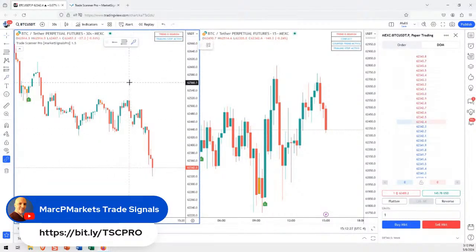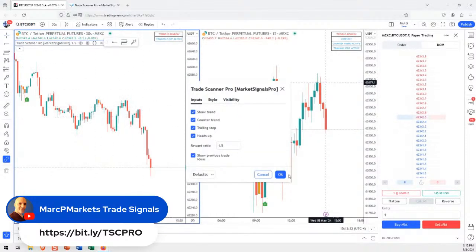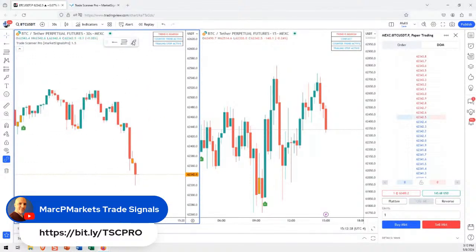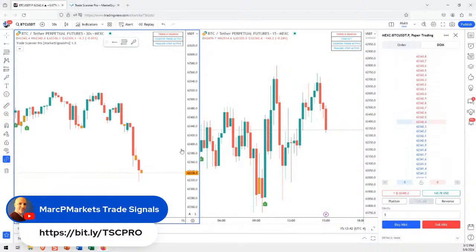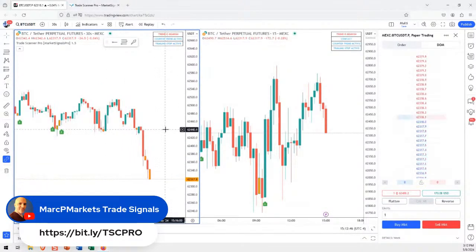Now, here's what I'll do. I'll use the TradeScanner to help me get out. So this trend is bearish, right? So what I'm going to do is go to counter trend, and when it gives me a long signal, or maybe the heads up, look, I got one long heads up right here. See that one? I'll consider getting out. But until then, I'm going to let it ride.